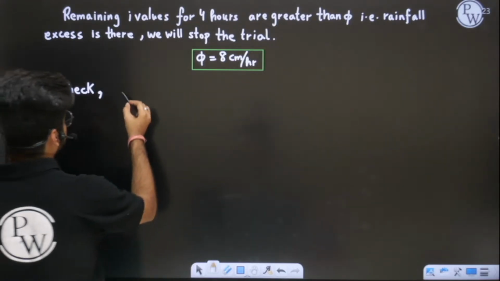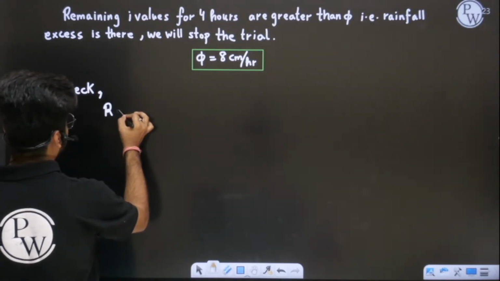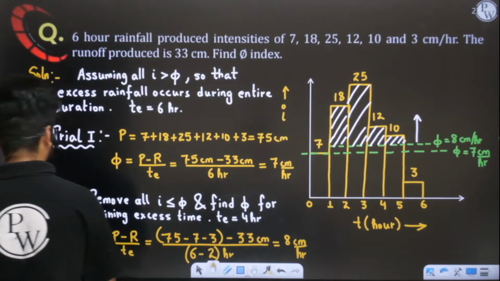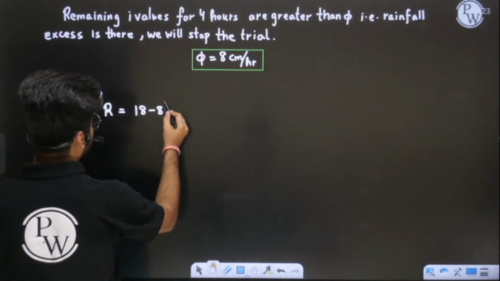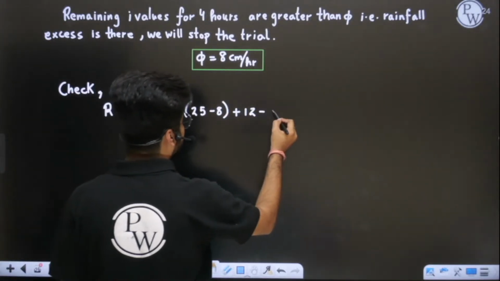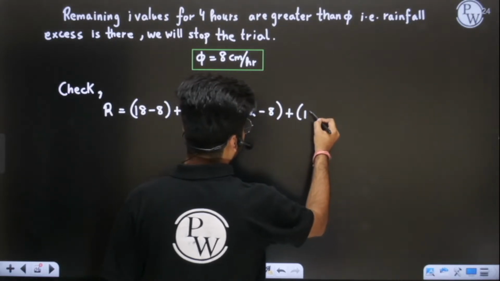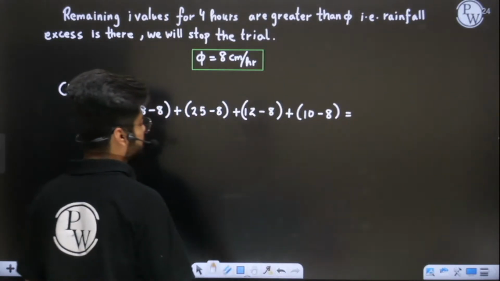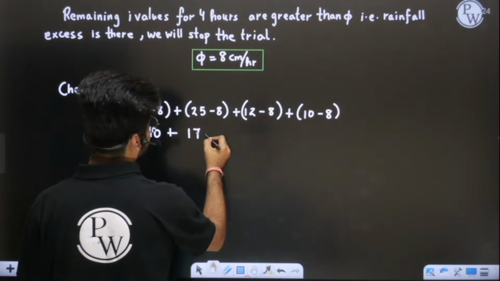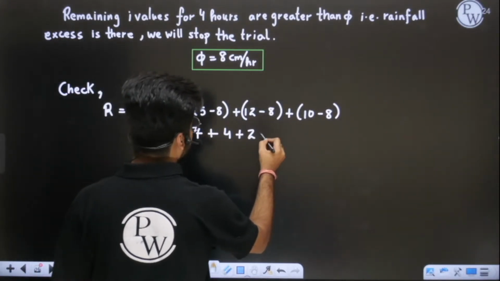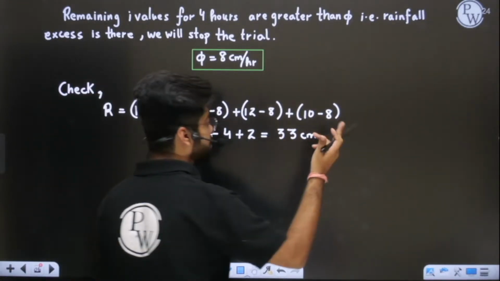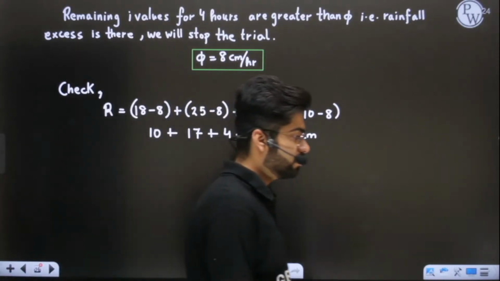If you want to check it, find the total runoff. Total runoff will be 18 minus 8, 25 minus 8, 12 minus 8, and then 10 minus 8. Tell me if this is coming out to be 33 or not. So this is 10, 25 minus 8 is 17, 12 minus 8 is 4, this is 2. So 27 plus 4 is 31, 32, plus 2 is 33 centimeter. So this means your phi index is absolutely correct.